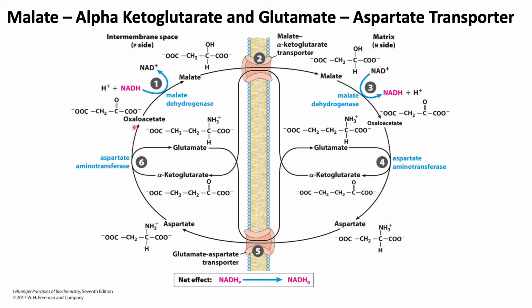Now we once again have oxaloacetate, and the oxaloacetate is ready to form into malate, and the malate is going to be ready to carry another set of electrons into the matrix. And this is the malate alpha-ketoglutarate and glutamate aspartate transporter mechanism.